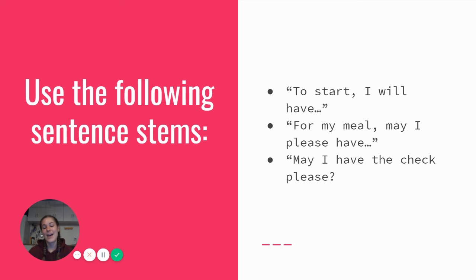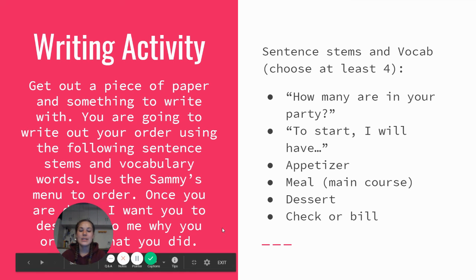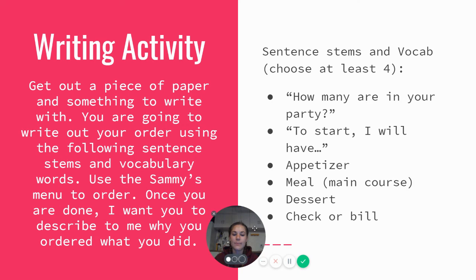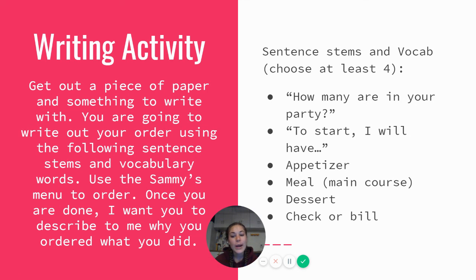Welcome back. I hope that went well. Lastly, we are going to do a writing activity. Get out a piece of paper and something to write with. You are going to write out your order using the following sentence stems and vocabulary words. Use at least 4. Use the Sammy's menu again to order. Once you are done, I want you to describe why you ordered what you did.